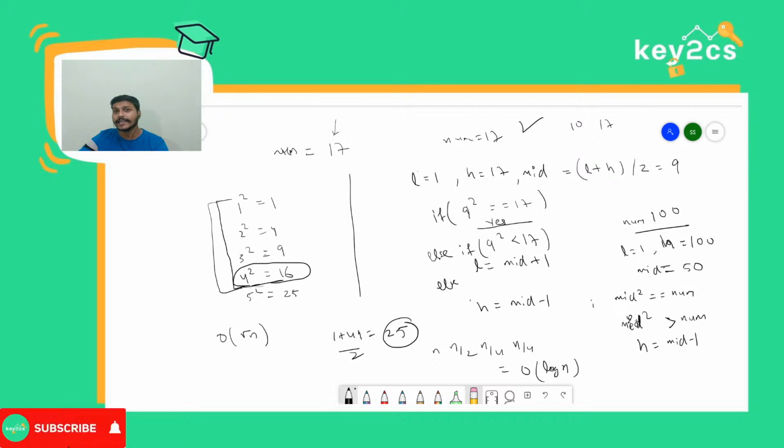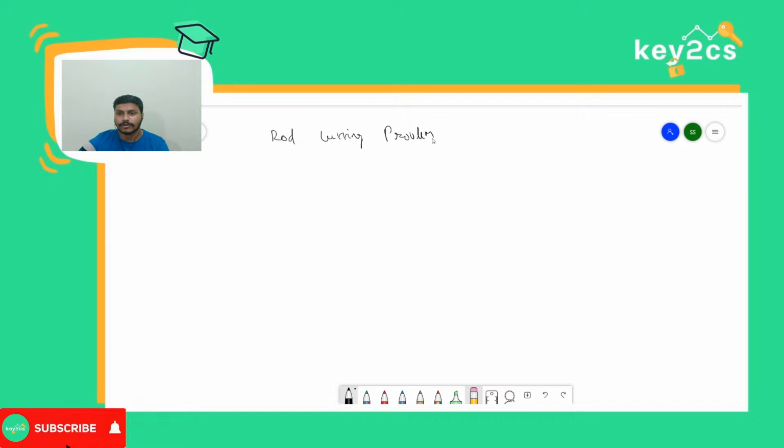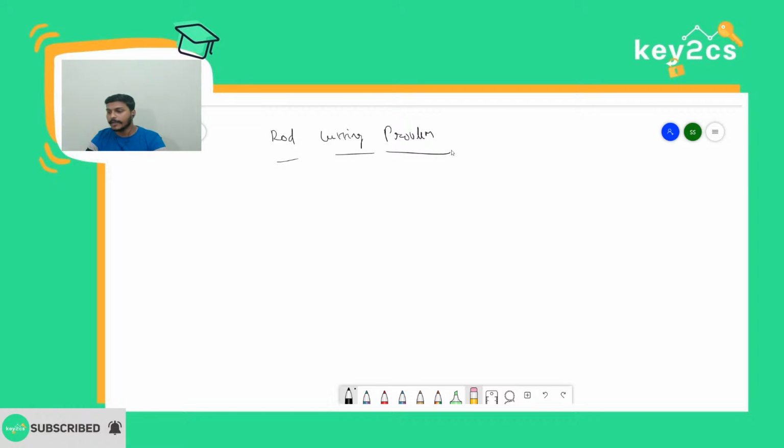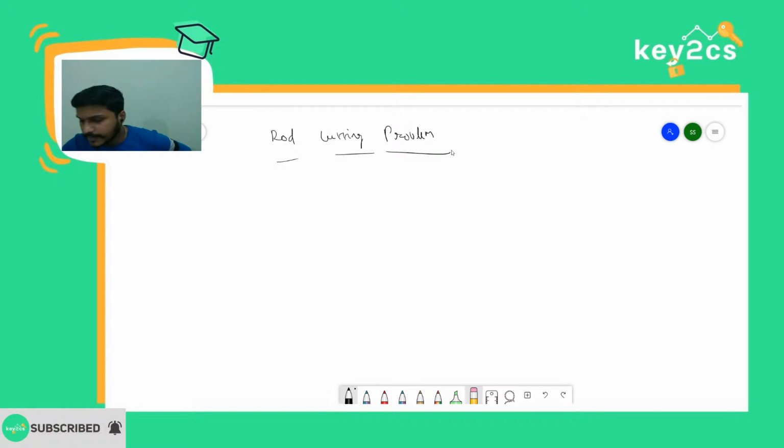For the next question, I need your full attention, guys, because that is a dynamic programming question. This is a very classic problem, which is nothing but the rod cutting problem. Please pay focus on this. What is this rod cutting problem? What do you mean by this? I've picked up an example. Let's see this.